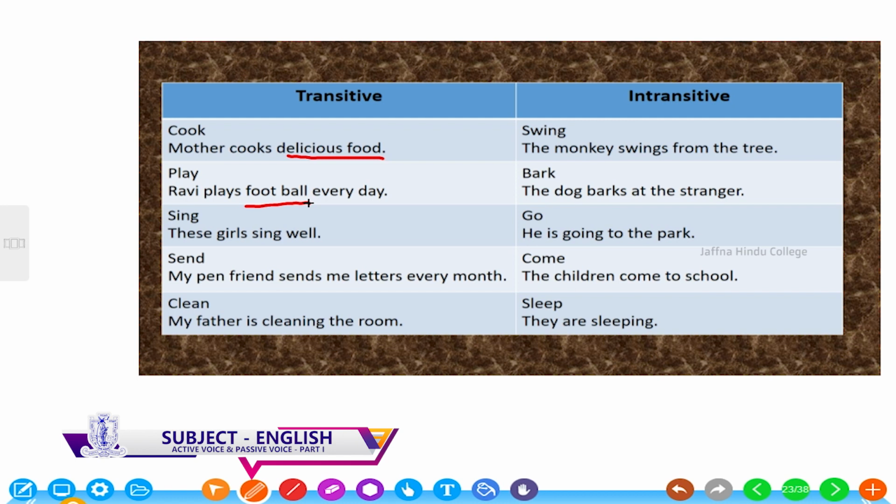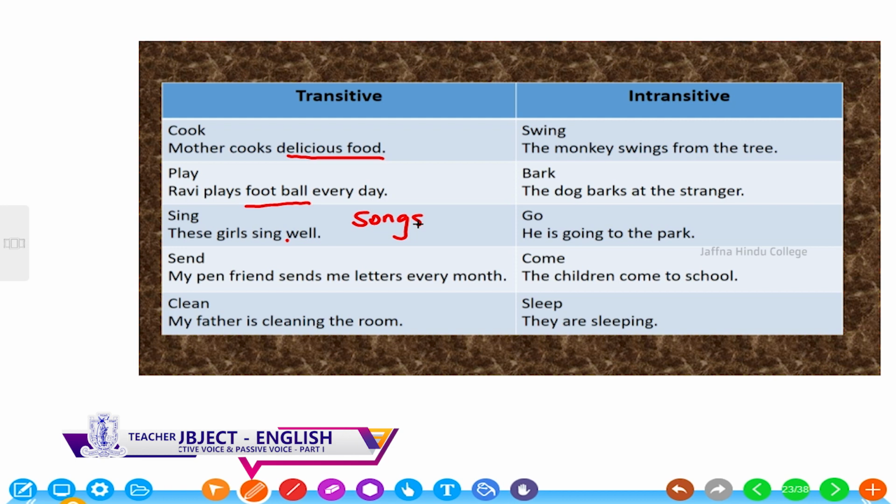The third one, these girls sing well. What do they sing? The answer is not given here. The adverb well is used, but what do they sing can give you an answer. It is not mentioned here, but you can get an answer. What do they sing? Songs or hymns. So, we assume that there will be an answer, and we can put the answer songs, and we can change it into passive voice. What do they sing? Songs. So, I can put an answer for that verb.